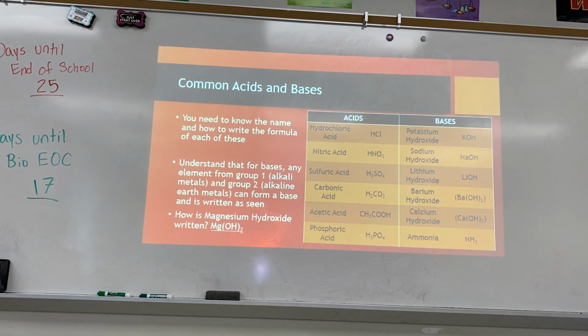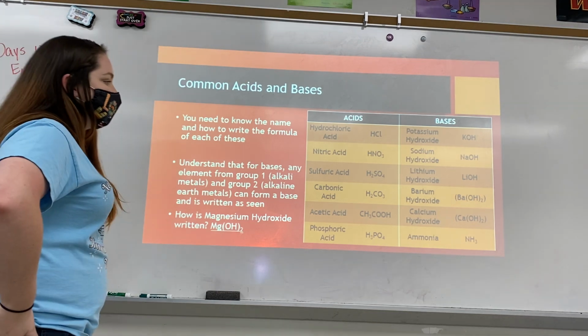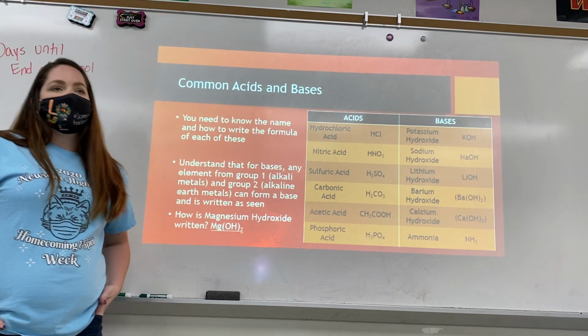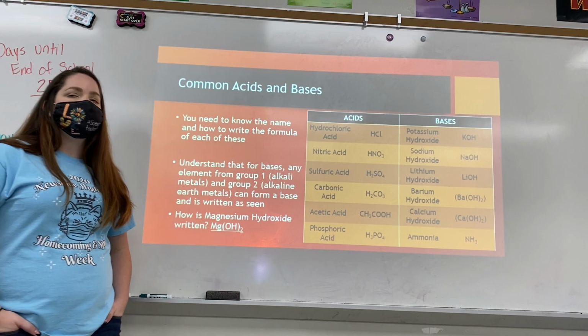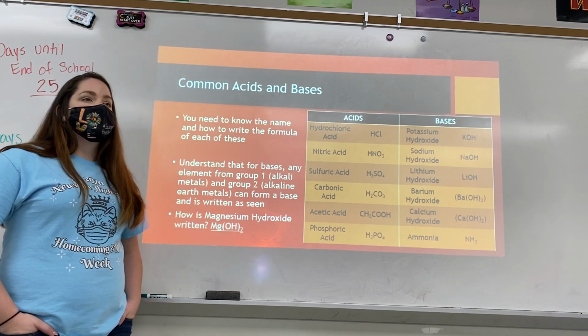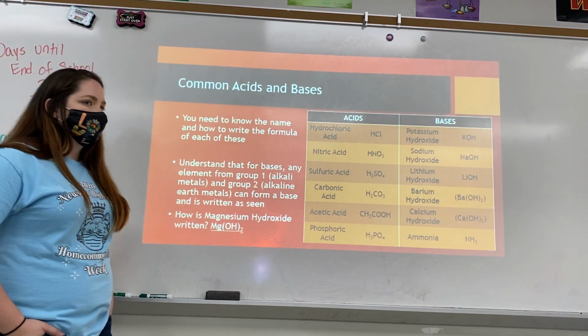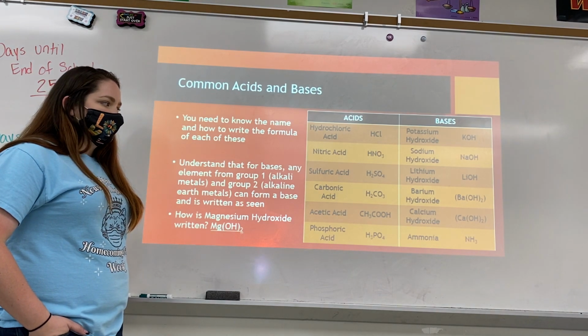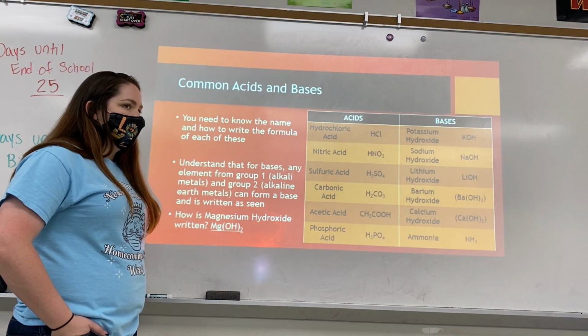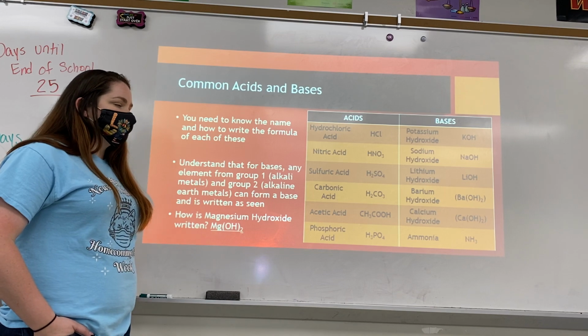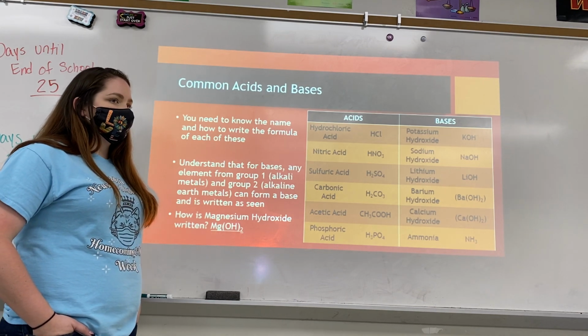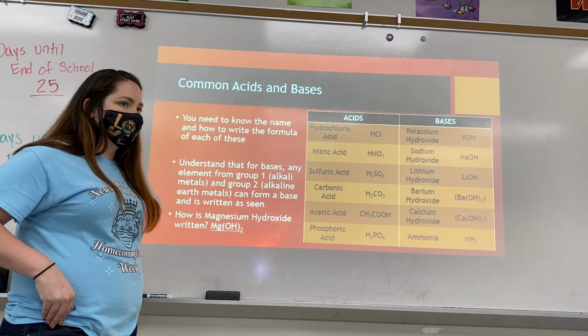So any column 1 metal hydroxide is just going to be the element and then OH. Any column 2 hydroxide is going to be the element, OH in parentheses, and then a 2 outside the parentheses. Ammonia is NH3, ammonium is NH4+. So you just add on an extra hydrogen.